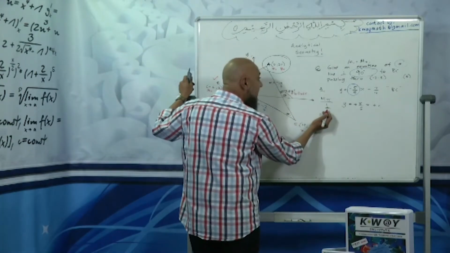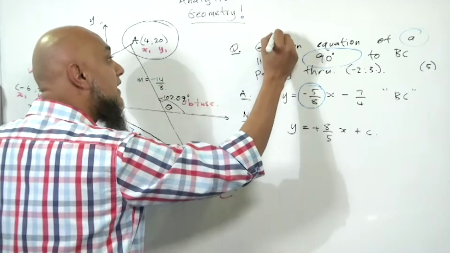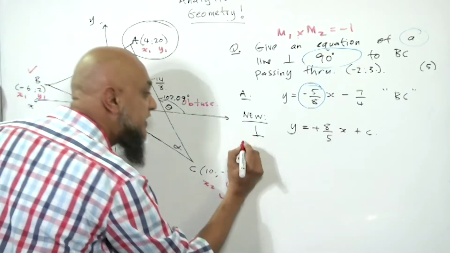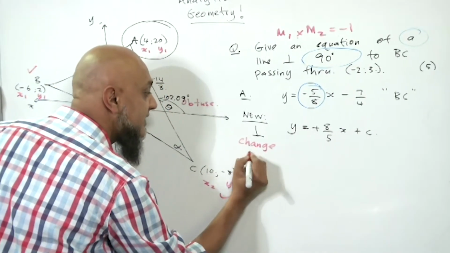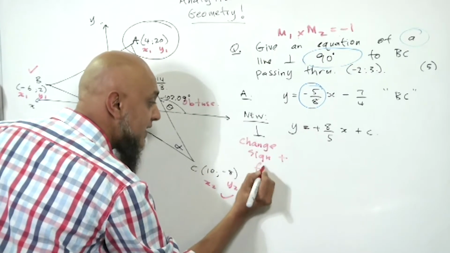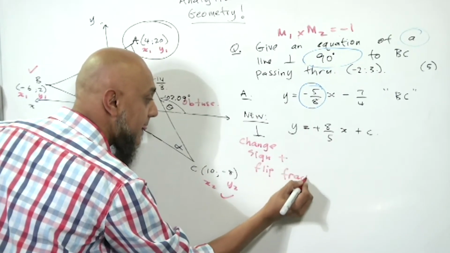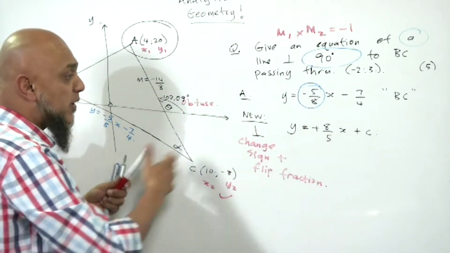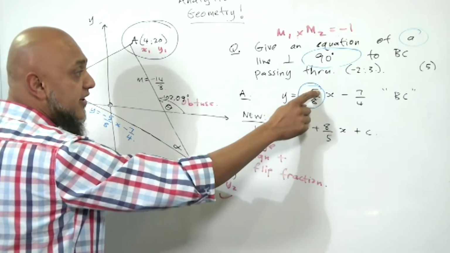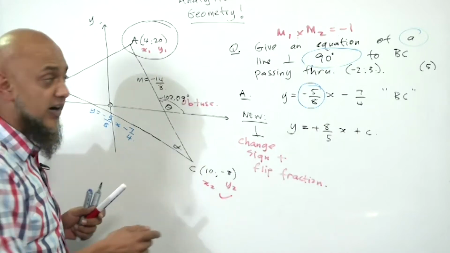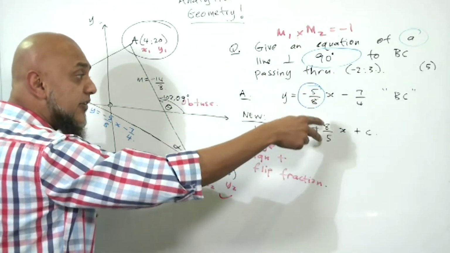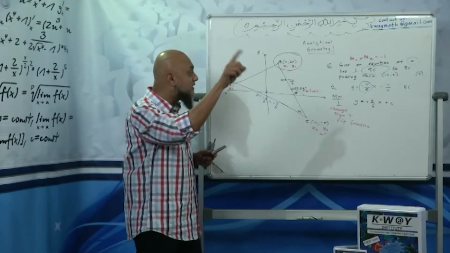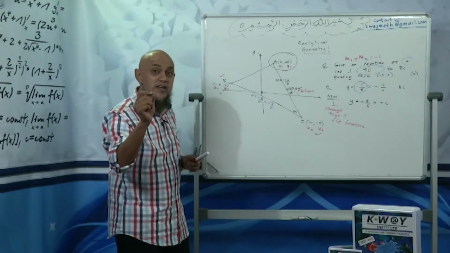So for 90-degree lines, we know that the m of line 1 multiplied by the m of line 2 must equal -1. So we change the sign and flip the fraction. So here goes. We change the sign. The old one was negative, the new one is positive. This one's 5 over 8. That one would be 8 over 5. Why? Because if I took negative 5 over 8, multiplied by 8 over 5, I must get -1 for perpendicular lines.